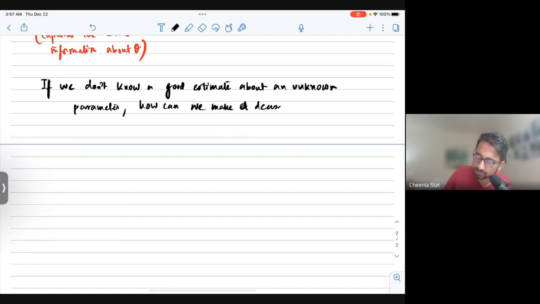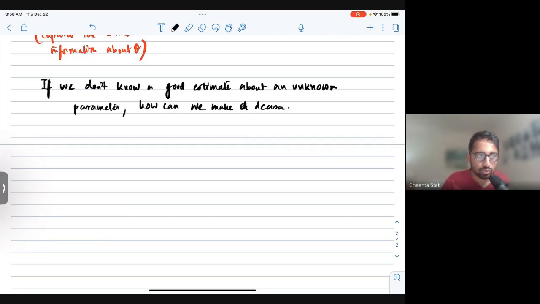Let's say a college is taking admission based on an admission test. So they're assuming that a good estimate of the students' performance, intelligence, or skills is the score of the admission test. They're using this as an estimate of the student's actual skill level or intelligence level.